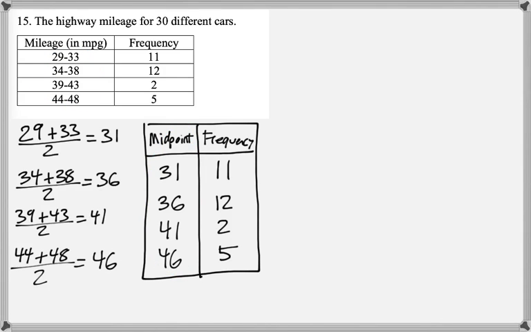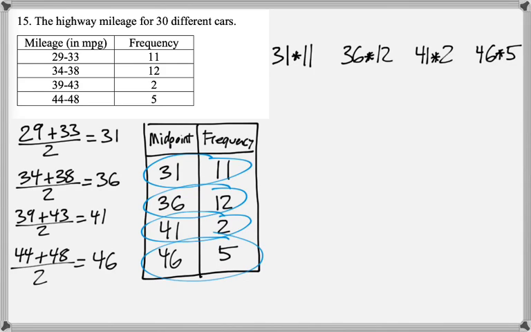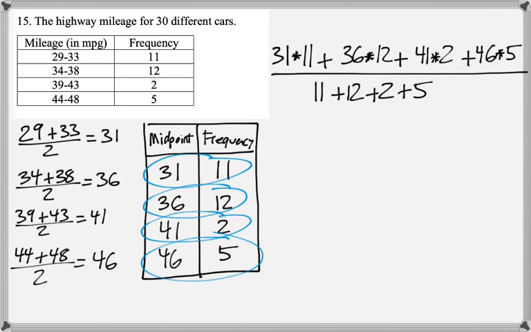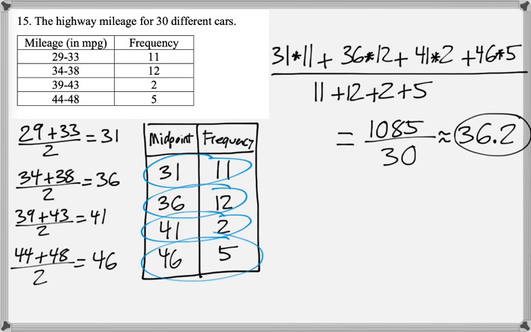Now I want to multiply each of the midpoints by the frequencies, then add these up, and then divide this by the sum of the frequencies. And this is equal to 1085 over 30, which is 36.2.